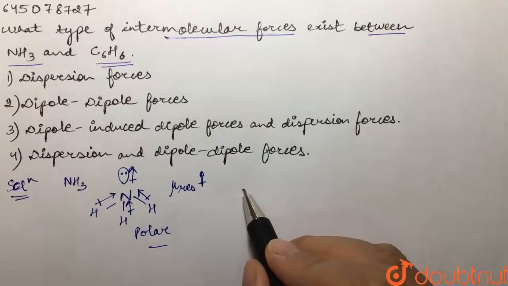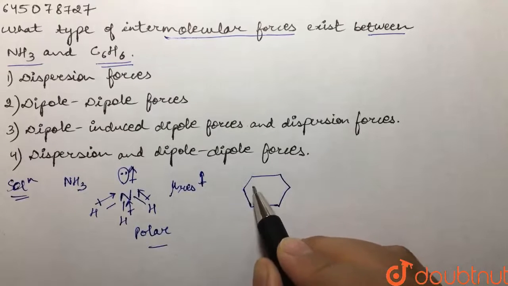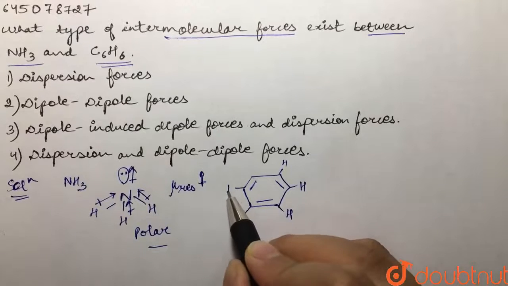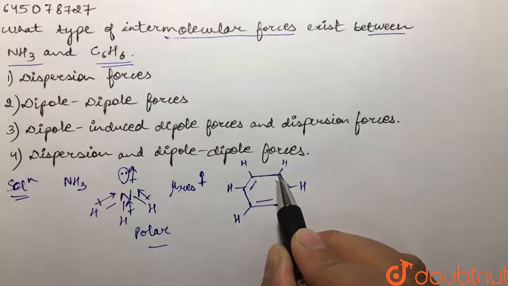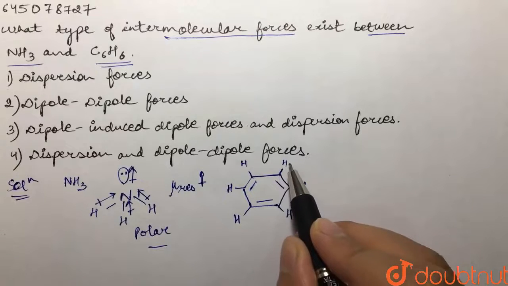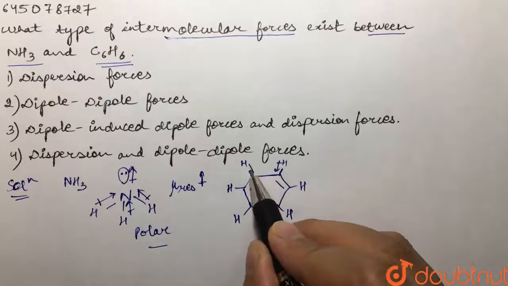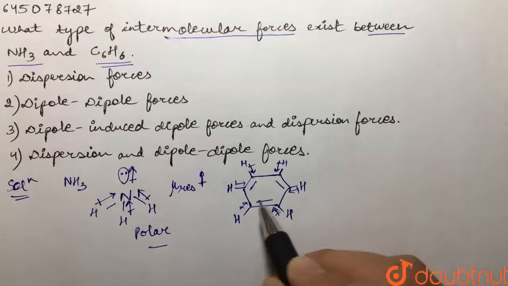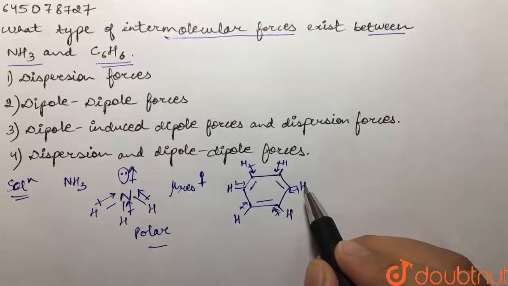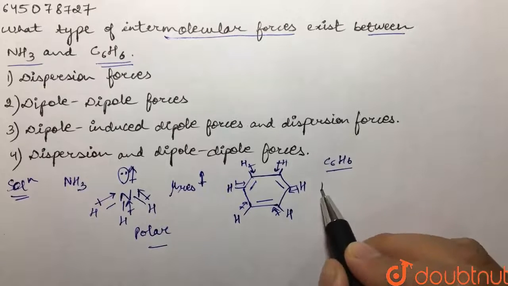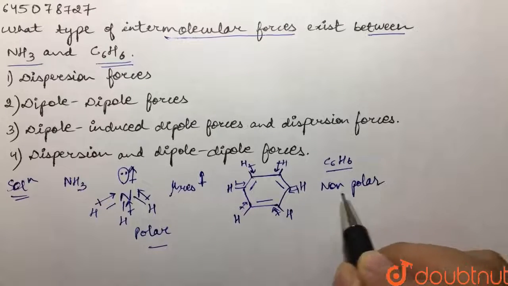Then if we talk about benzene, we have this type of structure for benzene. We have carbon-carbon bonds and we also have carbon-hydrogen bonds. In case of carbon-carbon bonds, there is no electronegativity difference between them, so there would be no polarity in these bonds. If we talk about carbon and hydrogen, carbon is slightly more electronegative than hydrogen, so the individual bond dipole would be towards carbon like this, and these individual bond dipoles are present in such a manner that they cancel out each other. So what happens is that our C6H6, that is benzene, becomes non-polar in nature.